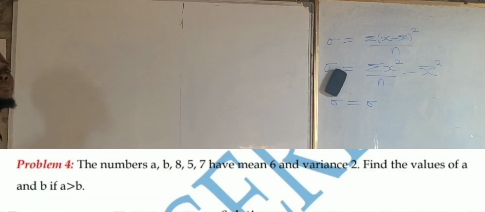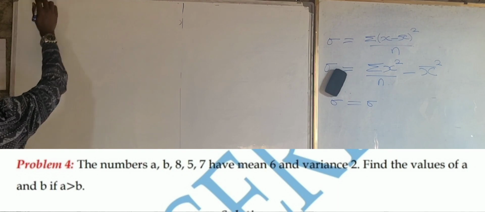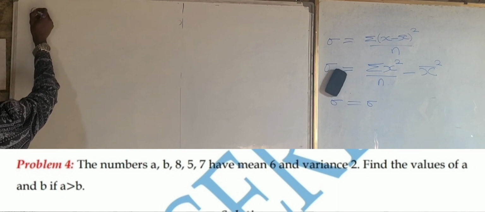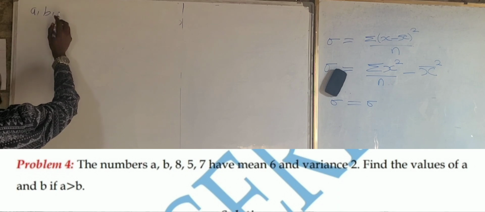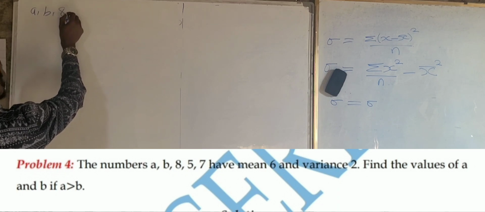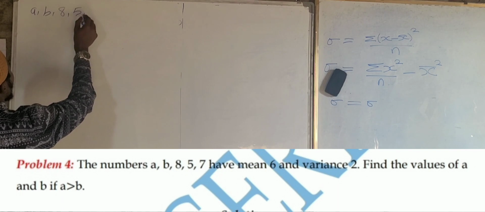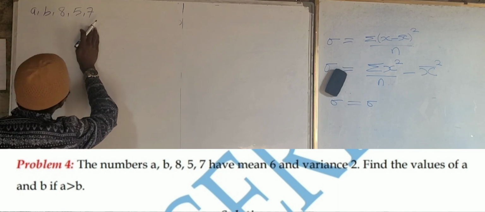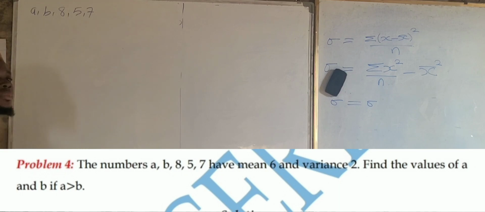The numbers a, b, 8, 8, 5, and 7 have mean 6 and variance 2. Now look at this here. They have a mean.